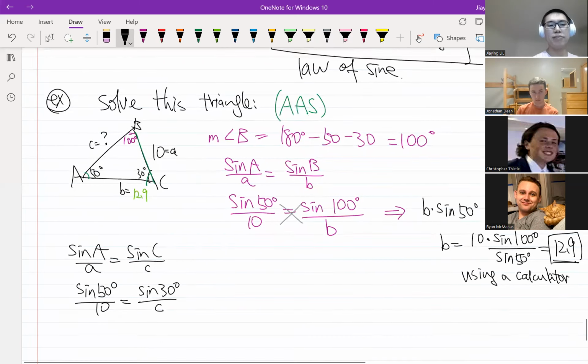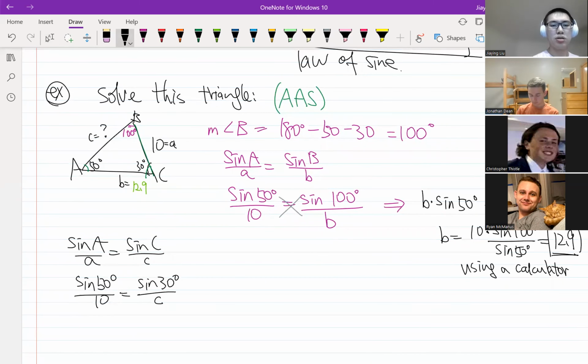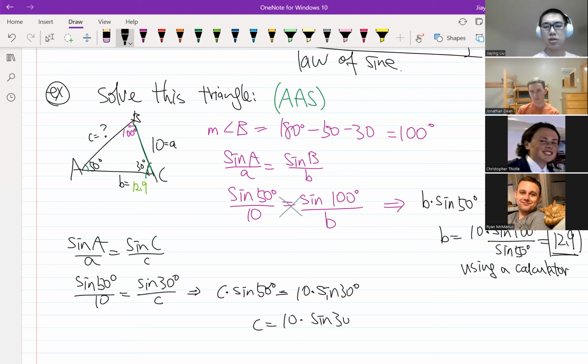And cross multiply again. So c times sine 50 degrees is equal to 10 times sine 30 degrees. And divide by sine 50, so c equals 10 times sine 30 degrees over sine 50 degrees. And put that into the calculator, we should be able to get a number. So again, I'm not going to do that. I'm going to leave it there. Does that make sense? So that's how you use the law of sines. I'm sure you have seen this in the past.